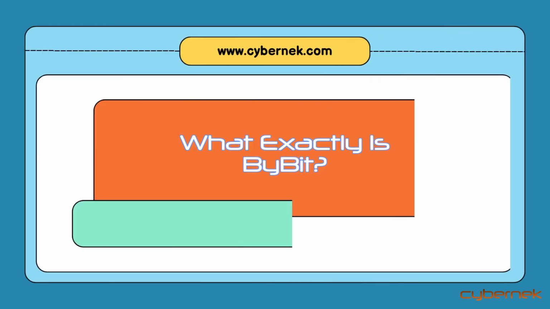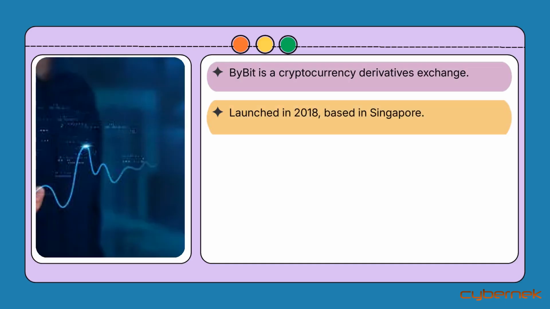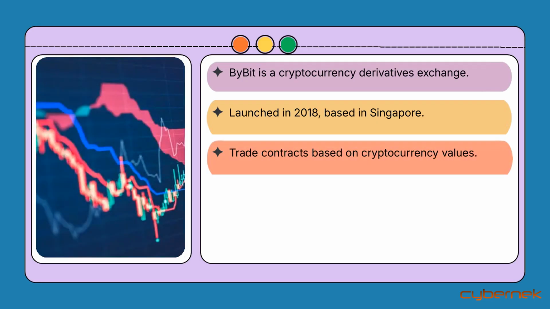What exactly is ByBit? ByBit is a cryptocurrency derivatives exchange that launched back in 2018. Think of it as a platform where you can trade Bitcoin, Ethereum, and other cryptocurrencies, but with a twist. You're not just buying and selling the actual coins. Instead, you're trading contracts that derive their value from these cryptocurrencies.